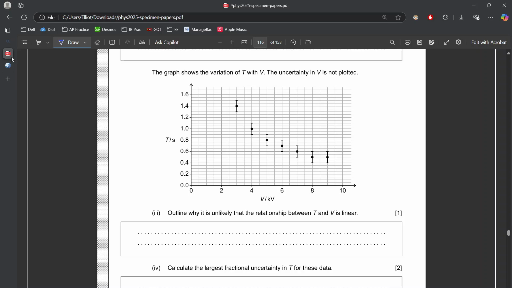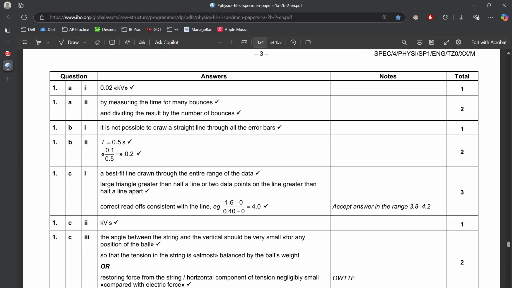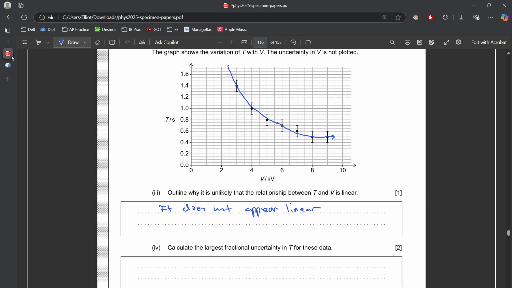Okay. The graph of the variation of T with V, the uncertainty of V is not plotted. Outline-wise, it's unlikely that the relationship between T and V is linear. It doesn't look linear. You could be more technical and say it follows an exponential decay model almost. Like it does not appear linear. I think that's probably all they really care about because it's only 1 mark. Yeah, okay. So I got 0 marks for that.